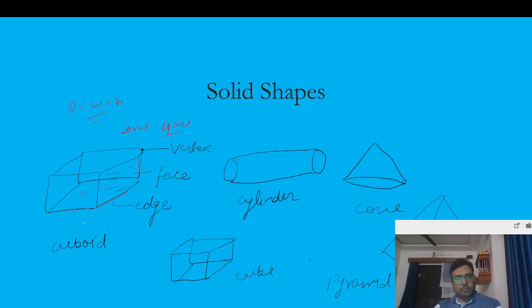So in this chapter we will be dealing with cuboid, cylinder and cube. Other solid shapes are cone and pyramid. So from the scope of this chapter we will be covering these three.